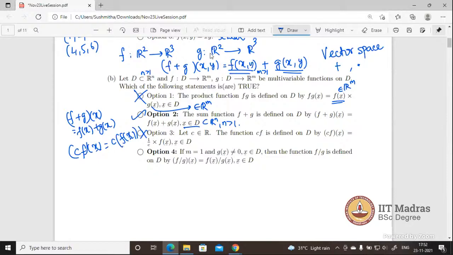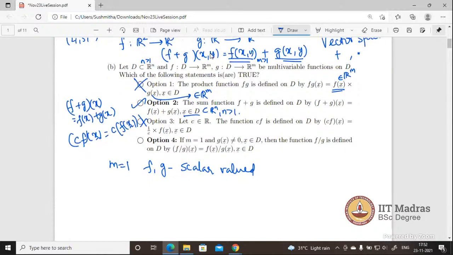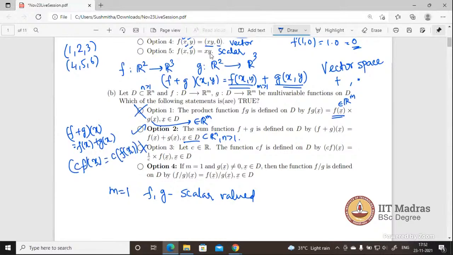If m is equal to 1, what are f and g? Scalar valued function. Sorry to interrupt. Maybe not associated with this. When you say that we don't know how to multiply, is it that it just doesn't exist, or it is not part of this particular course and we have not been taught? No, it just doesn't exist.